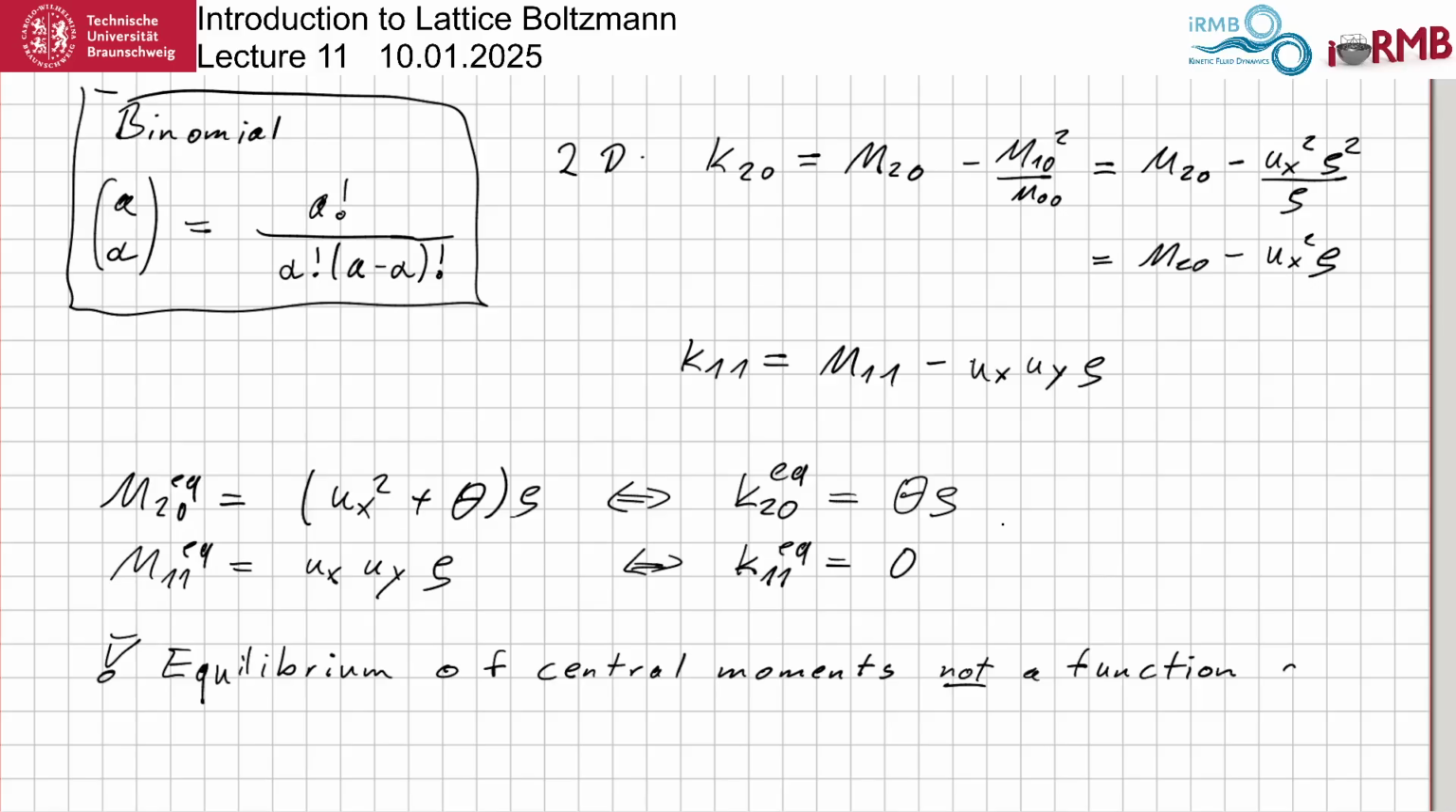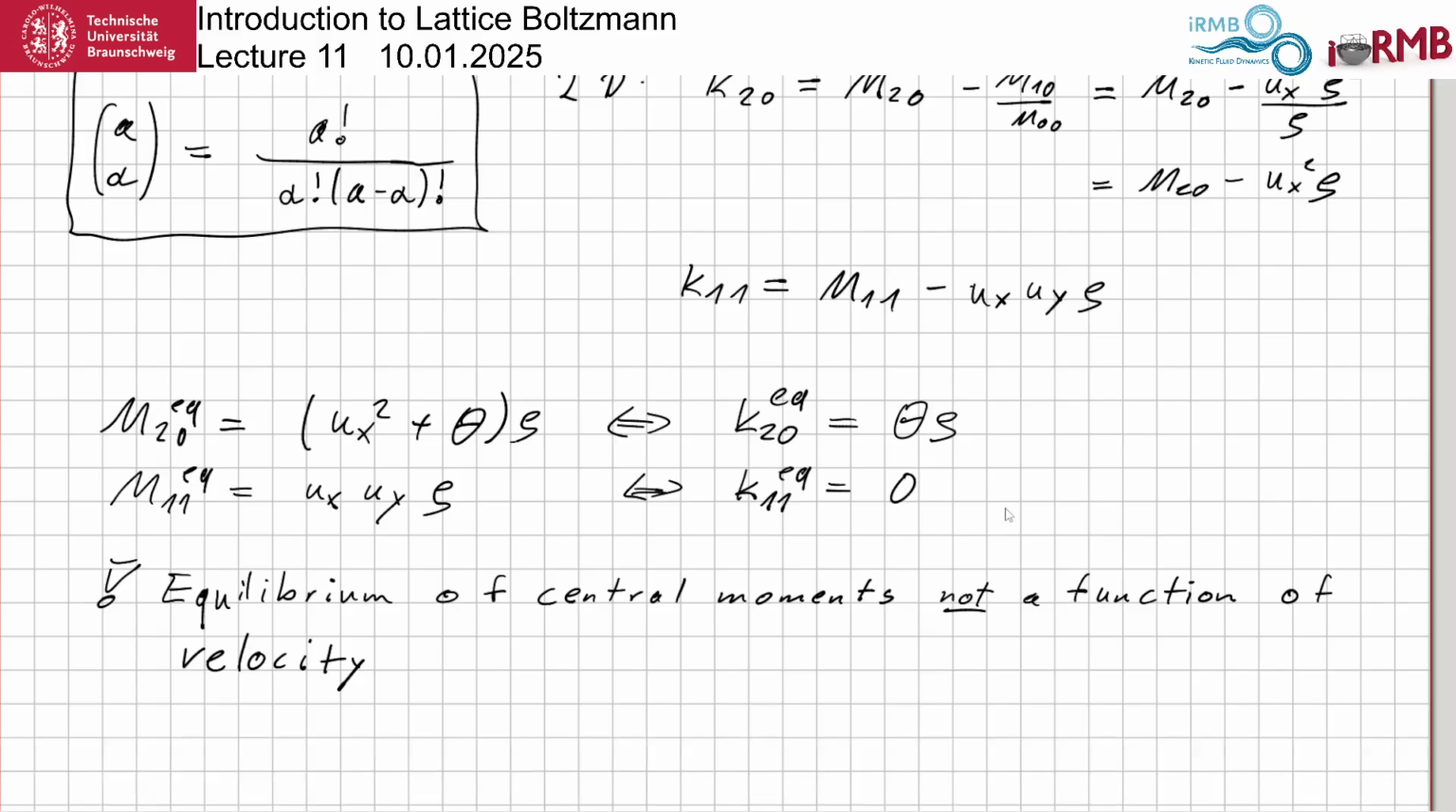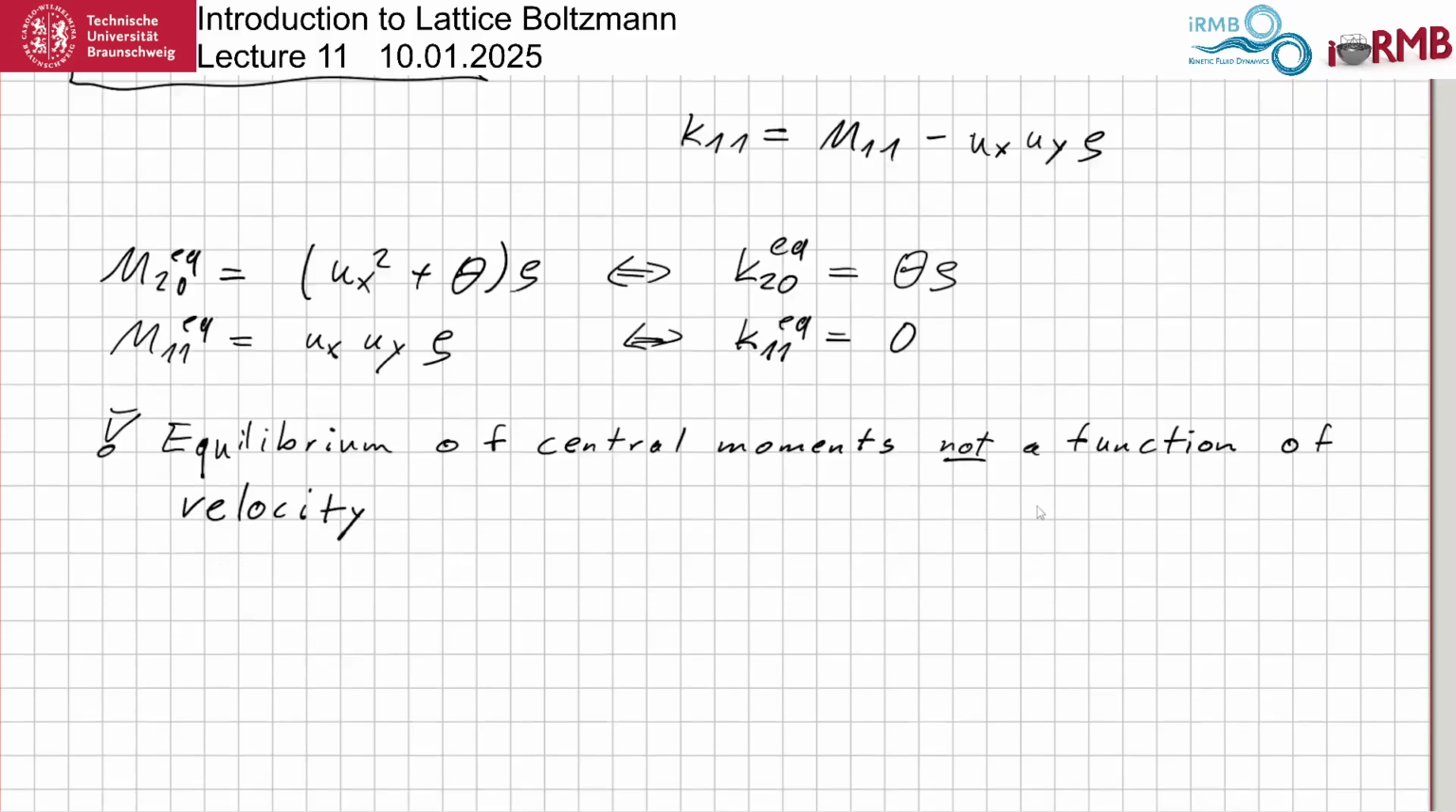Not a function of the velocity. So everybody's still awake? Okay. And now, what is this actually good for? The idea behind this was to actually implement something that's called Galilean invariance, or to deal with the problem of Galilean invariance.